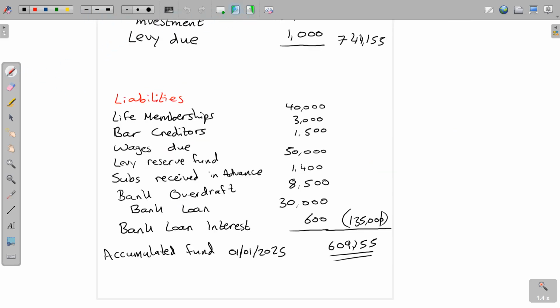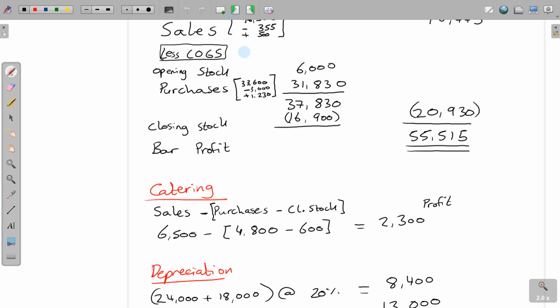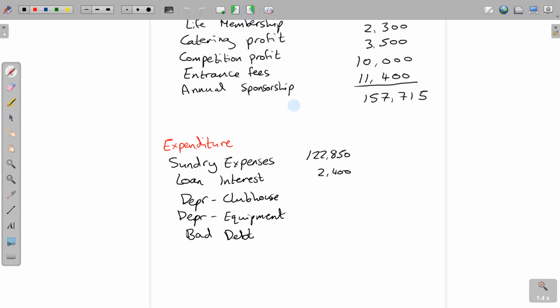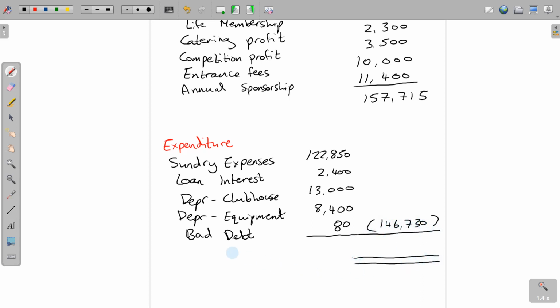Clubhouse depreciation, we had 8,400 for the delivery or for the equipment, and 13. So 13, 8,400, and we said that the bad debts was 80. So kind of a strange one to ask, but I think it's just to kind of help people who might have been struggling with the question. Kind of just throw a spanner in the works, makes you like, okay, will people actually know what to do with this?